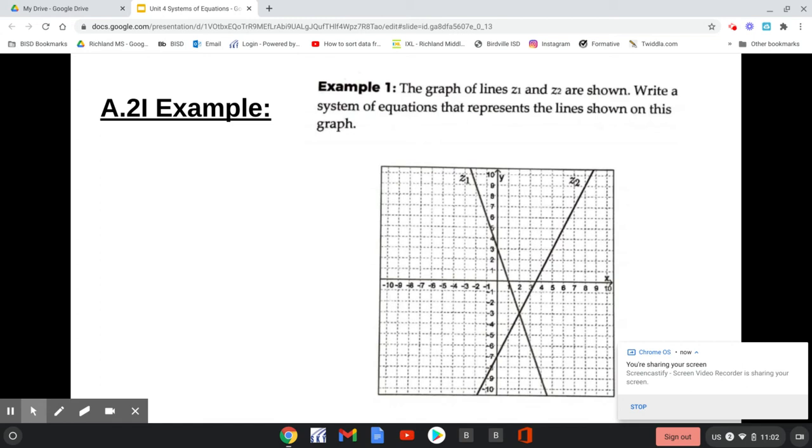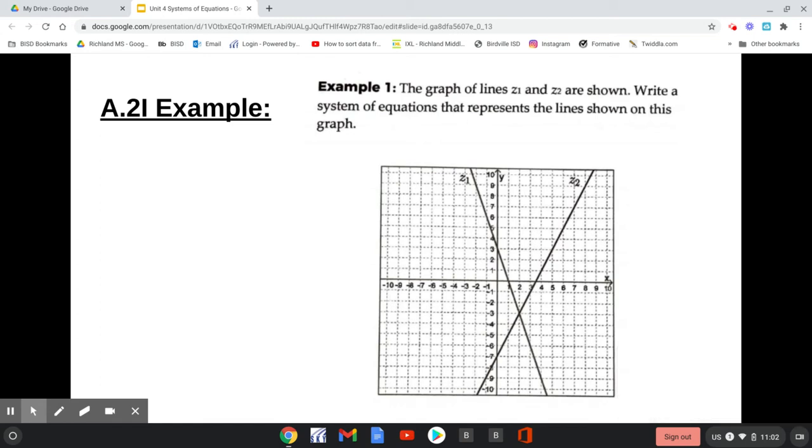Hey guys, we are going to do 3 examples for A.2I. The first one is a graphing example. Like on the notes video, I'm just going to rename this. Let's just call it Y1 and Y2. So we're just writing the equations from the line, and we've done this a million times.